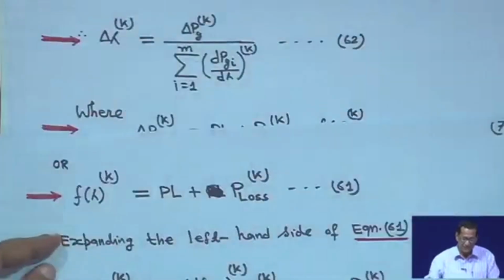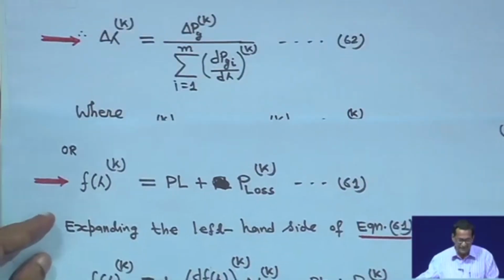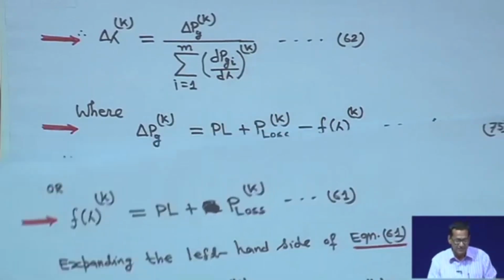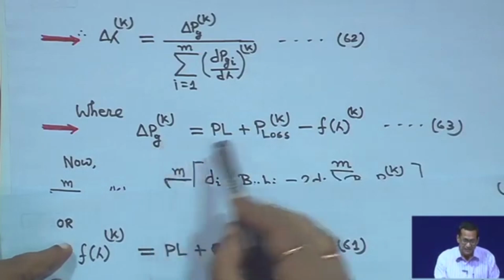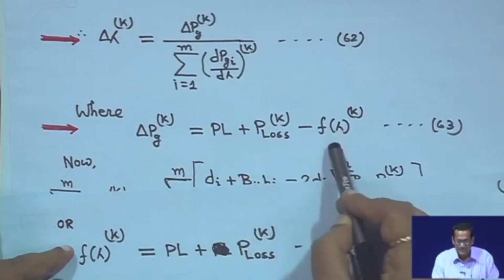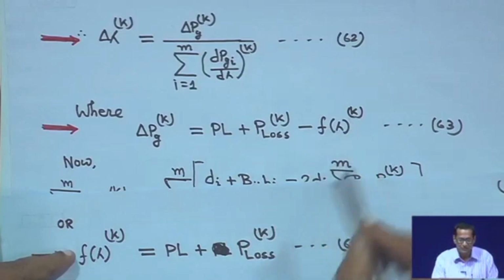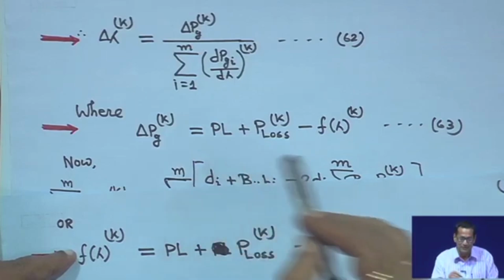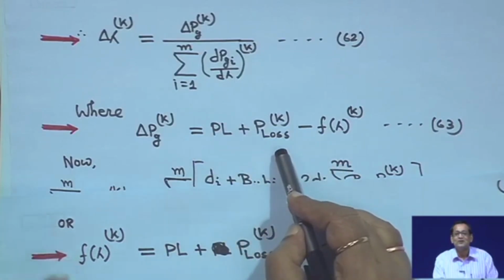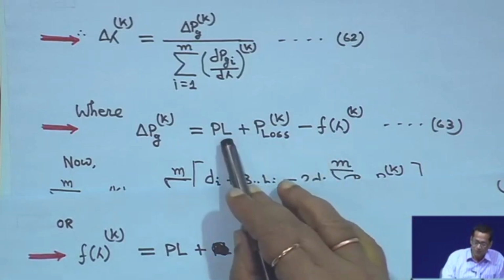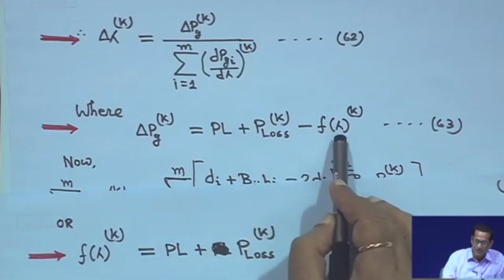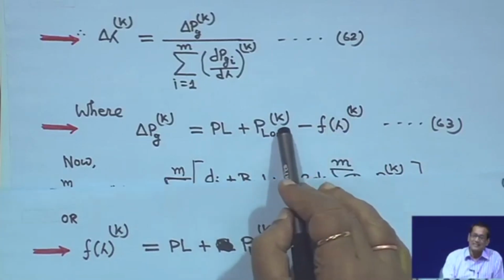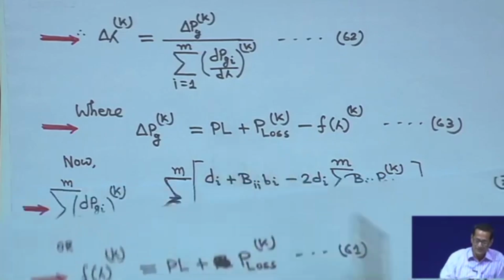So, that means df/dλ is nothing but the summation for i equal to 1 to m of dPGi by dλk. That means ΔPGk is equal to load plus loss minus f(λk), because f(λk) is a function of all the generation. In every iteration generation is changing, load is fixed, but loss will vary, because loss is a function of generation. So that means load plus loss minus f(λk). f(λk) is nothing but the summation of all the generation at the kth iteration. Loss is also changing at the kth iteration, but total load is fixed.